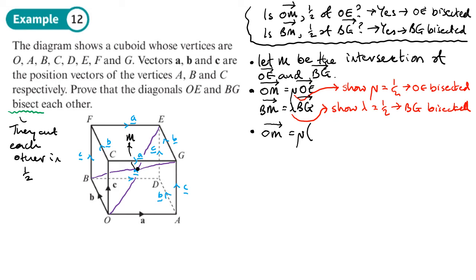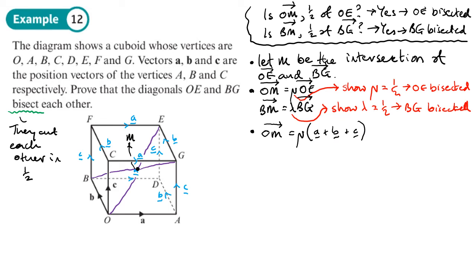So let's write that down. A plus B plus C. So this bit in the brackets is basically OE. Yeah, so it's this scalar of OE.